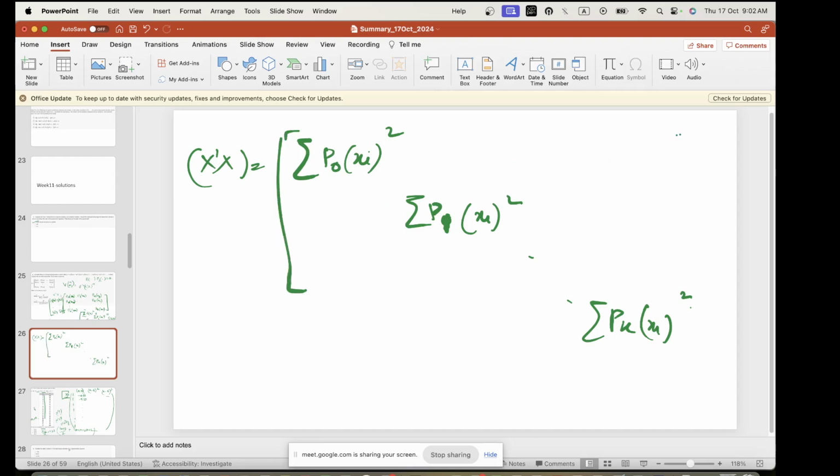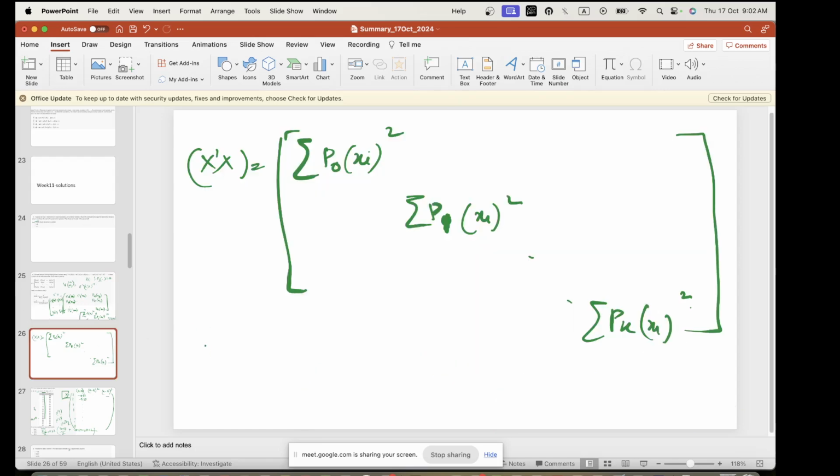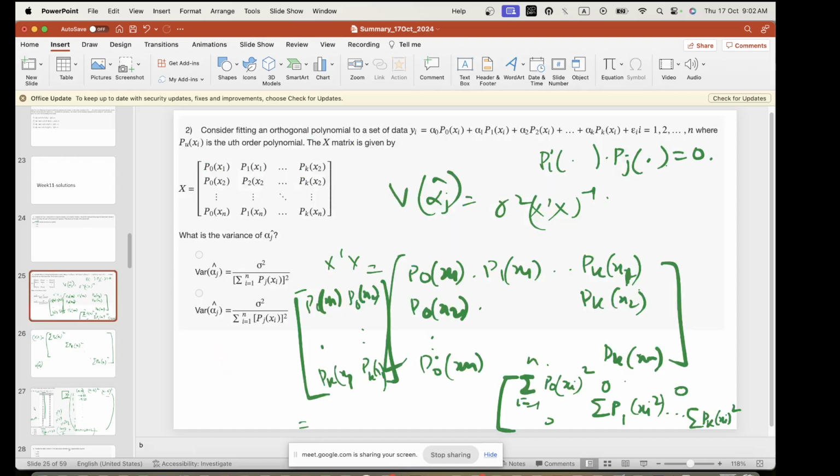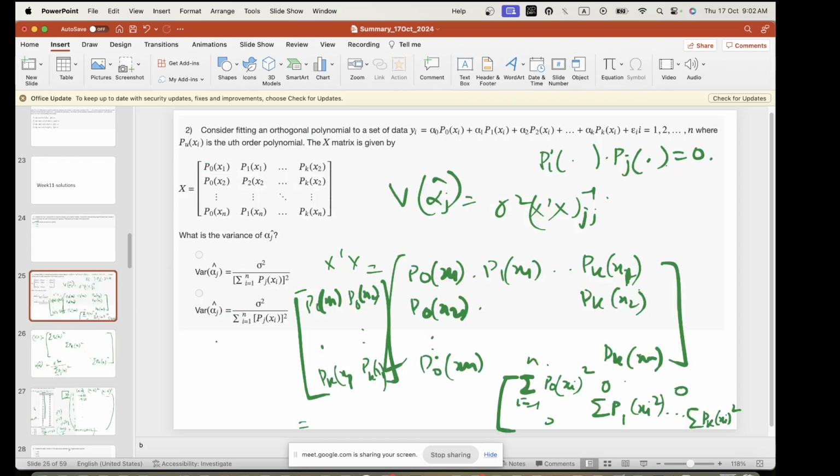This is the matrix. So in this case, we have alpha naught to alpha j, so then variance of alpha j hat will be sigma square times the jth element of (X prime X) inverse. So in that case we'll have sigma square by summation p_j(xi), i equal to 1 to n, whole square, and that is the answer. That is this thing, option B.